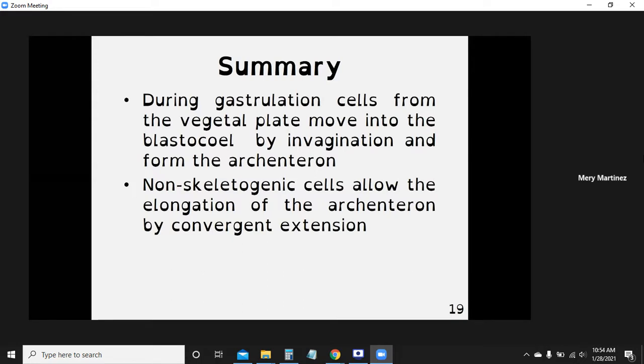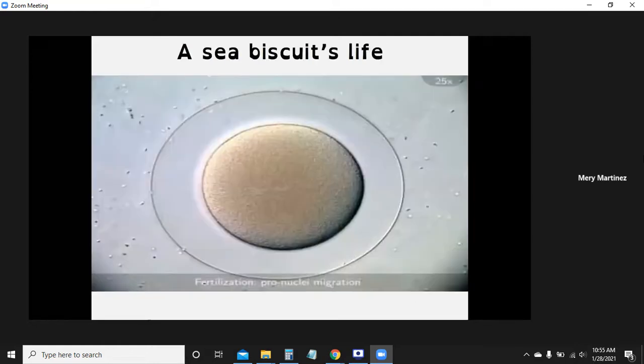Also, during gastrulation, cells from the vegetal plate move into the blastocele by invagination to form the Archenteron. But don't forget, we also have the ingression of the cells, okay, at that point. And the non-skeletogenic cells allow the elongation of the Archenteron by convergent extension. And that is how we obtain a sea urchin.